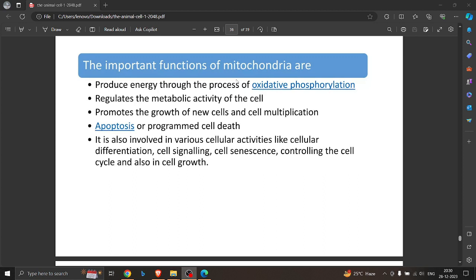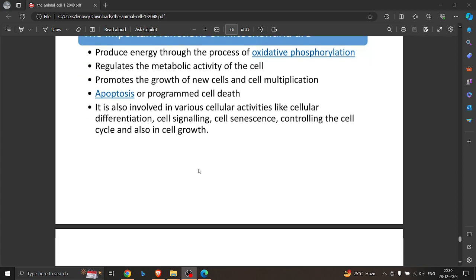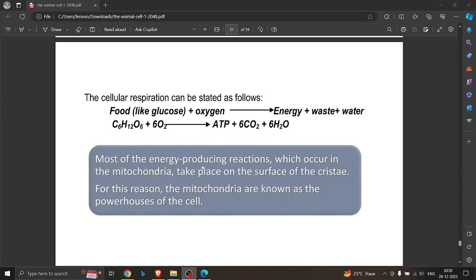What are the functions of mitochondria? They produce energy through the process of oxidative phosphorylation, regulate the metabolic activity of the cell, promote the growth of new cells and cell multiplication, and carry out apoptosis or programmed cell death. They are also involved in various cell activities like cell signaling, cell sensing, controlling the cell cycle, and cell growth. This is the equation you can see here: food like glucose plus oxygen gives energy, waste, and water.